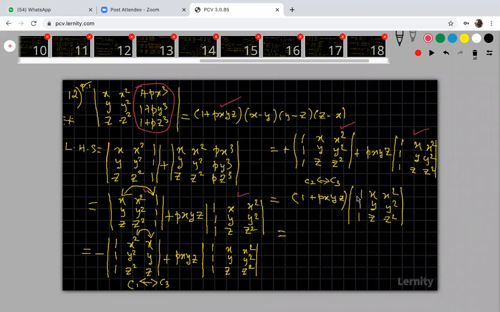Okay, so how to simplify this 1, 1, 1? I have already told that if any one column or any one row is 1, 1, 1, it is easy to simplify. Make it as 1, 0, 0 and find the value of the determinant, you will get the answer. So therefore this is 1 plus p, x, y, z.